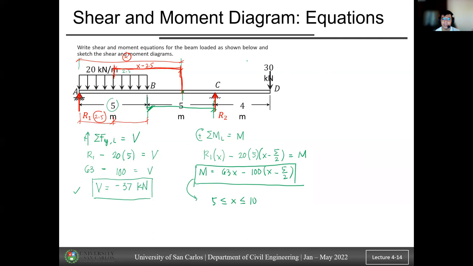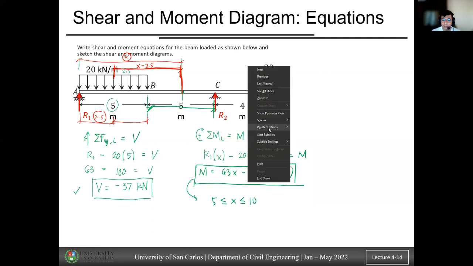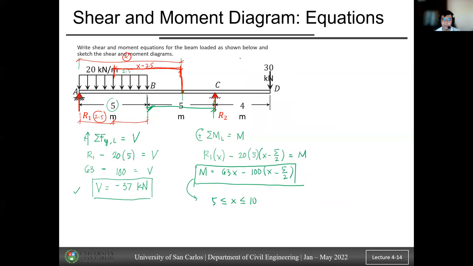Next, the last portion would be the member CD. Let's try a different color. If we cut it on this portion here, the best thing to do is to cut it on the right and analyze the right side, since we need to include the 30 kilonewton force exerting on member CD. Because if we analyze it on the left portion, we are going to have the same solution as segment BC, the one in green ink on your screen. That's for segment BC. Try to write BC here.